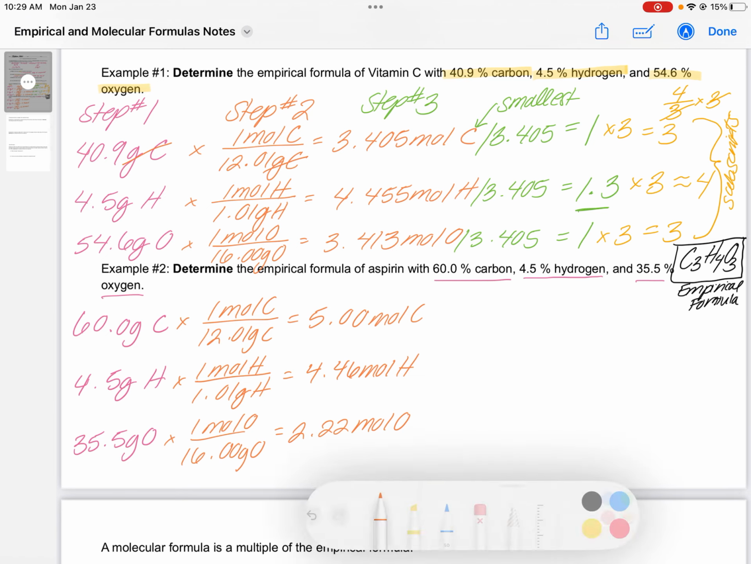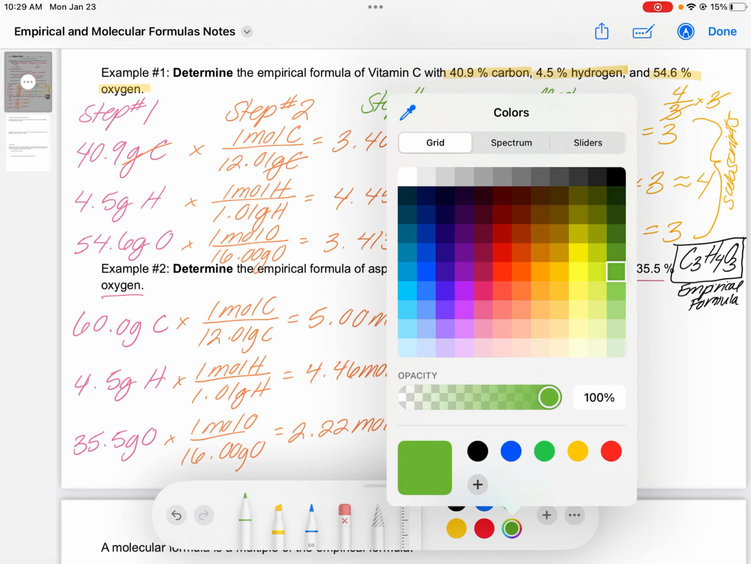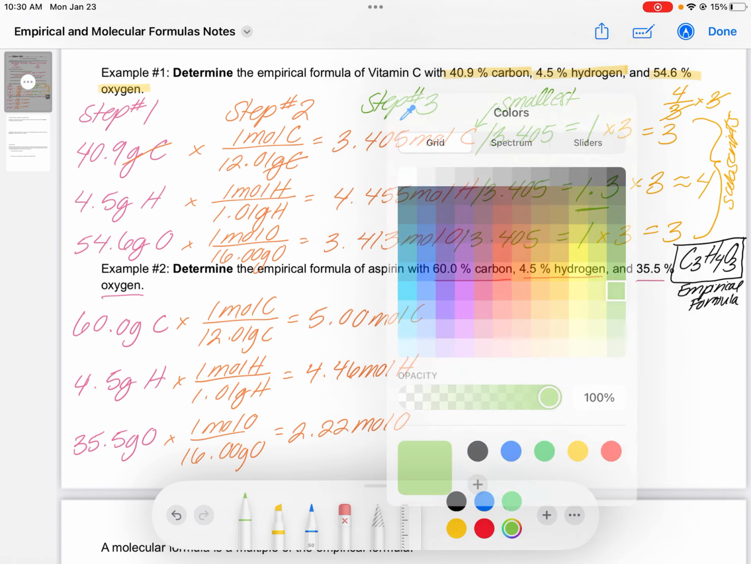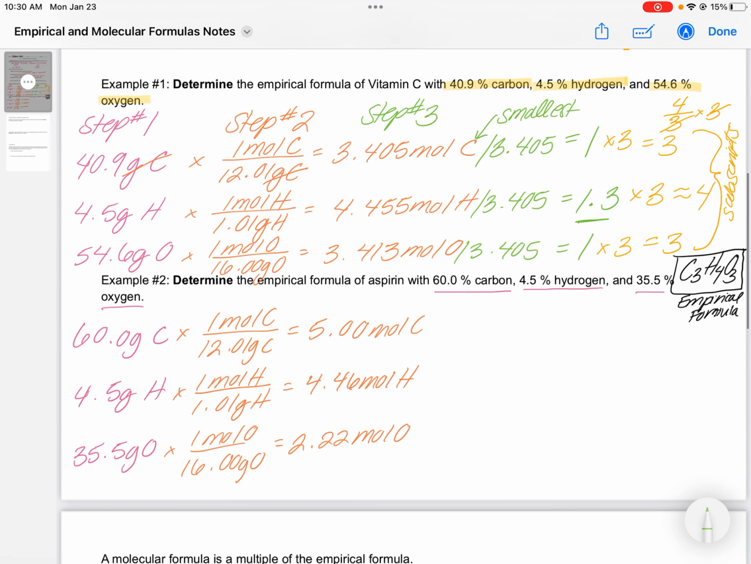Step number 3 is to figure out which of these is your smallest result, and we're going to divide each of these by the smallest number of moles. So my smallest number of moles is 2.22, and so I'm going to divide each of these by 2.22. And the result of those calculations is 2.25, 2.01, and 1.00.